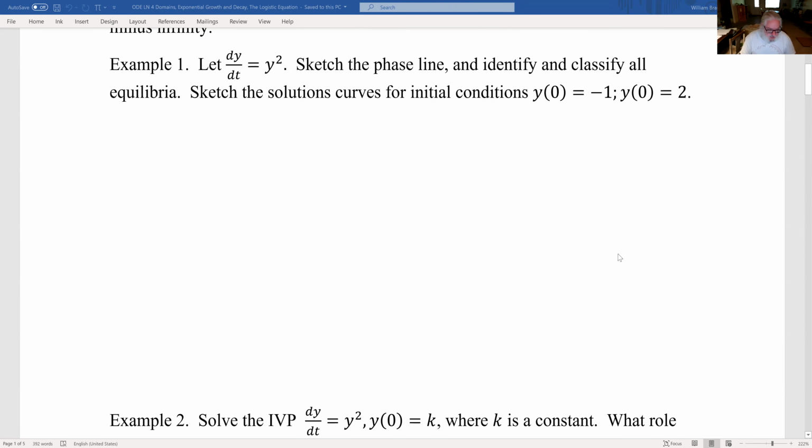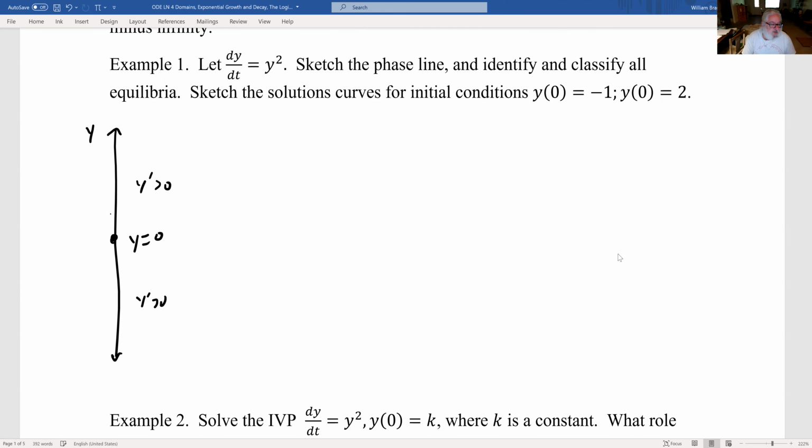So we'll sketch the phase line. Here's the phase line. This is y. The only equilibrium is at y equals 0. And the derivative is always positive, right? y prime is greater than 0 because when you square something, you get something positive. So there's our phase line. Sketch the solution curves for these initial conditions. What do they look like?